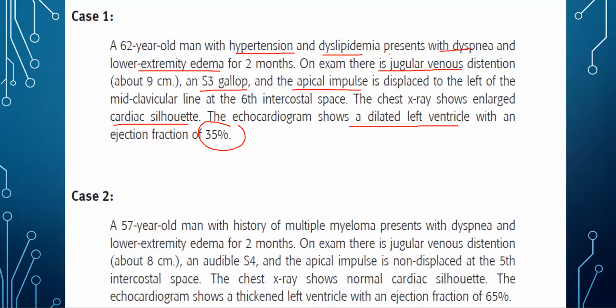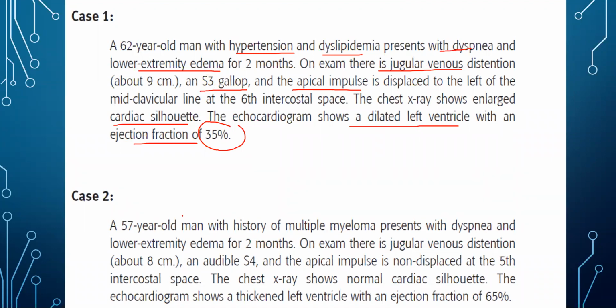Okay, so this is one part in which you can understand patient having raised JVP, patient having S3 gallop, lower extremity edema. Obviously, this is heart failure. In here, you can see that patient's ejection fraction is 35%.